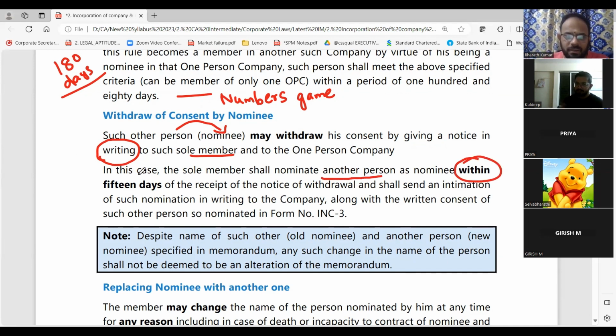2 weeks time only. Don't write 2 weeks, write 15 days. Okay, 15 days time, he must find another nominee, because this fellow is about to leave. If this fellow also died, and you did not find a nominee, what then? You can ask me, sir, within this 15 days, if he died what happens? Don't go to that level. Okay, that we will ask the ROC. He will tell whether to keep the company or not. Don't worry about it.